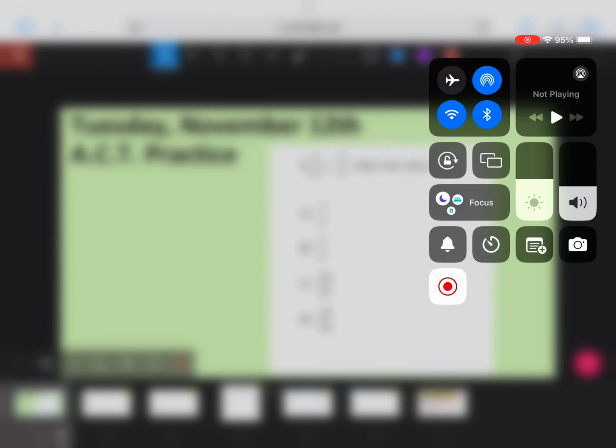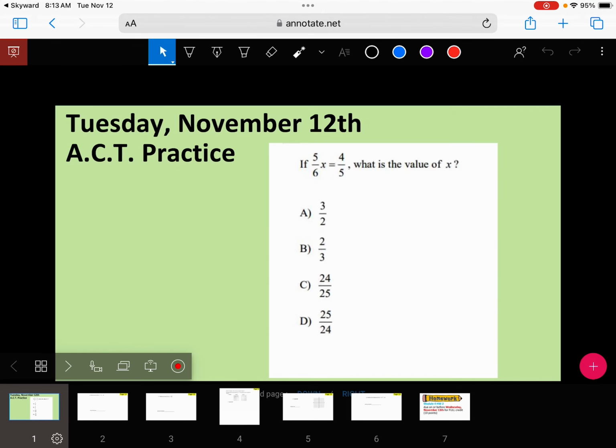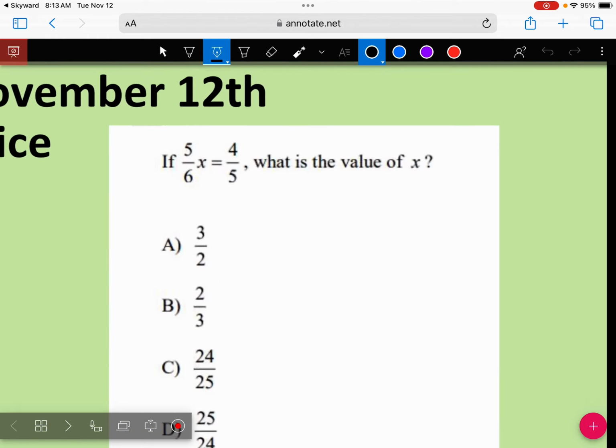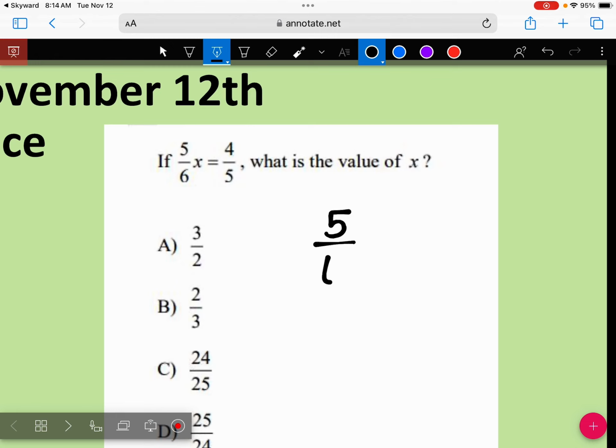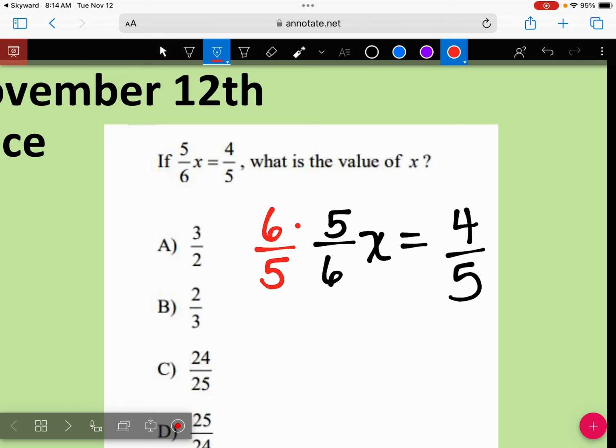Anybody know what that word means, reciprocal of a fraction? Not half. That means you flip it. So if we have this fraction, which is, let me zoom in, 5 over 6x equals 4 over 5. The reciprocal means that you take this fraction and you flip it. So the reciprocal of 5 over 6 is 6 over 5. So when you have a fraction, you want to multiply by the reciprocal.